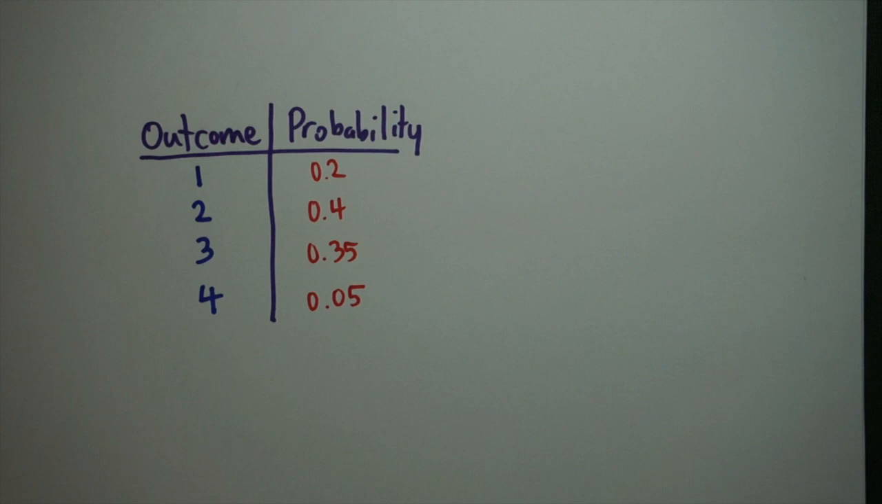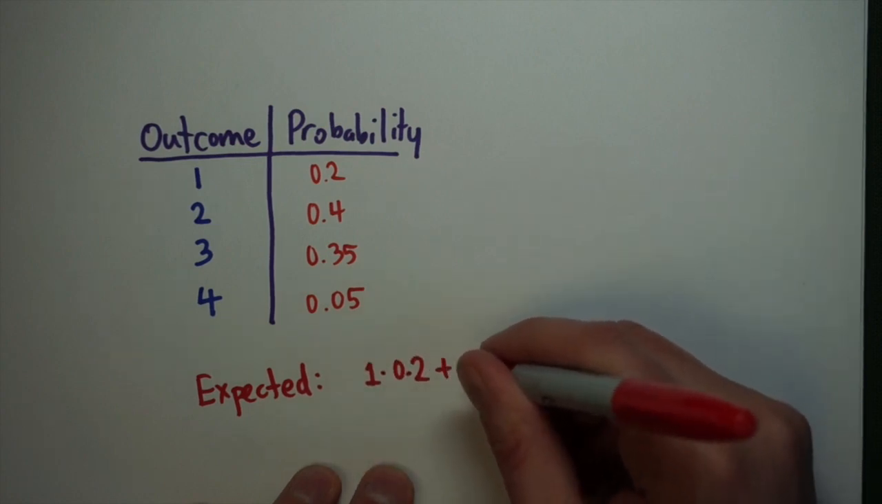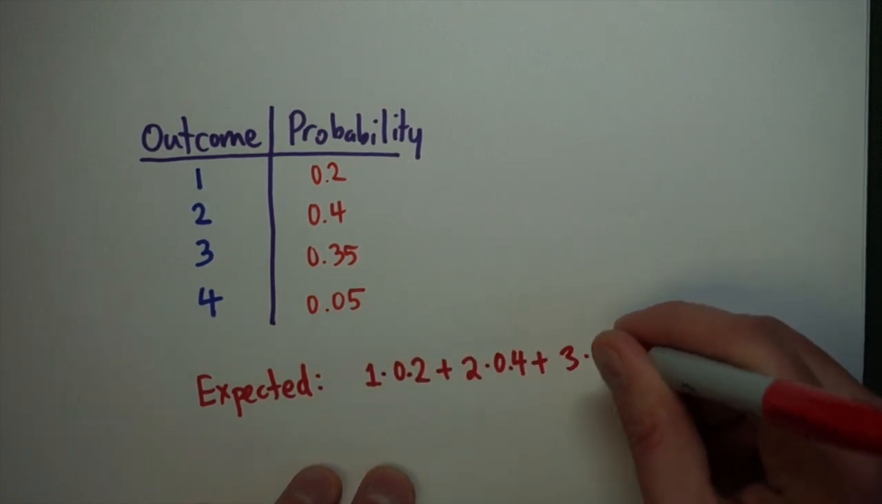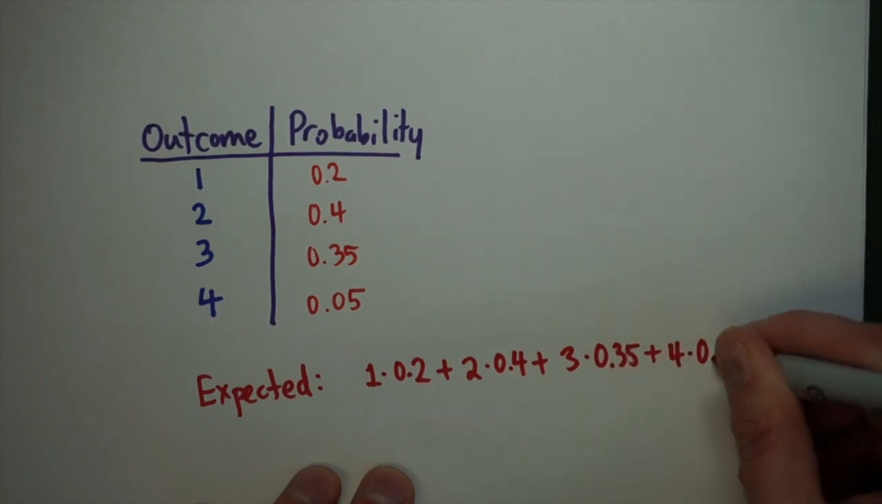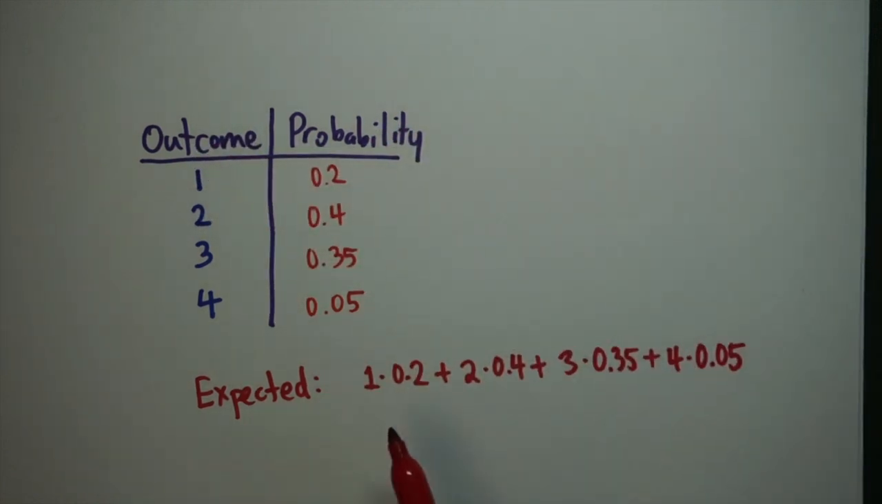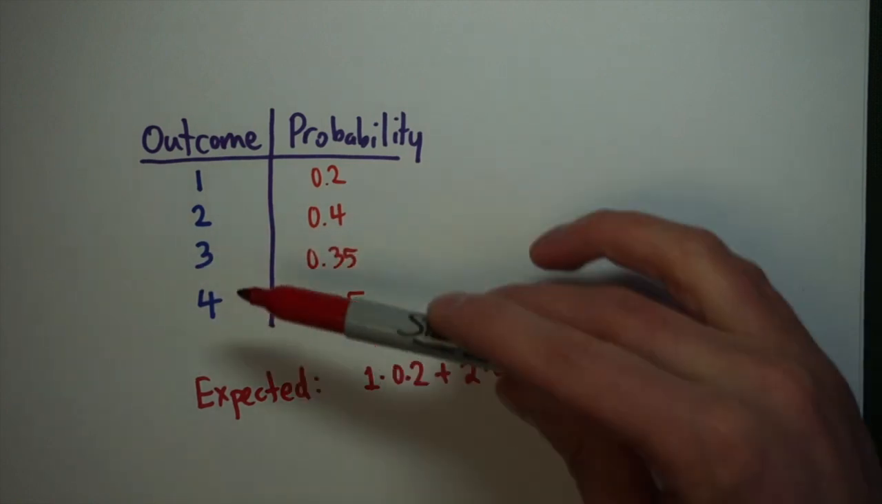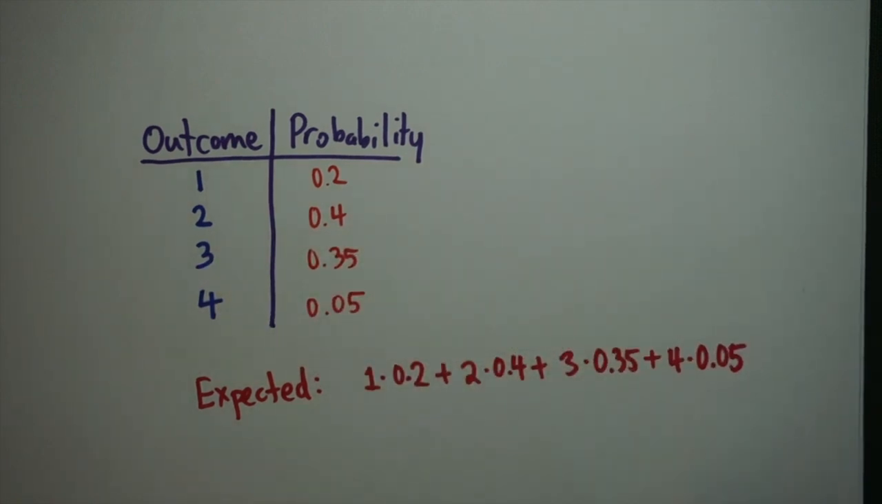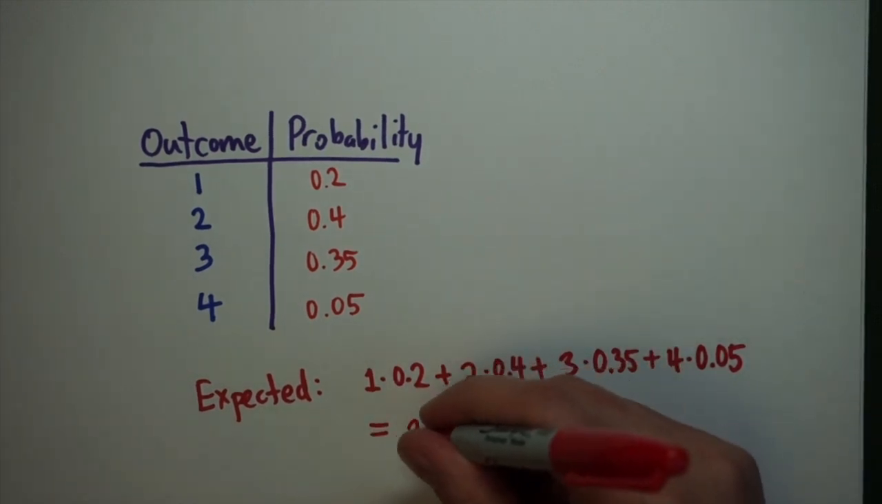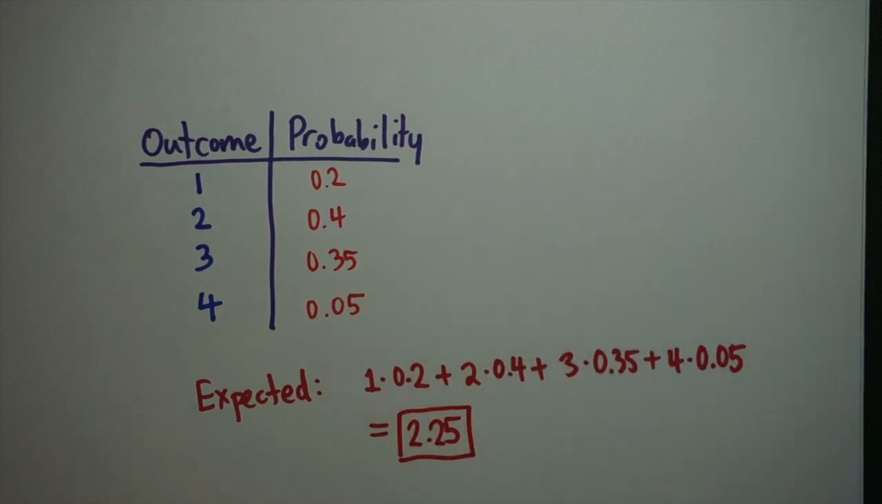This will be abstract. We have this probability distribution here where we have 4 outcomes, 1, 2, 3, and 4, each with a given probability. The expected value is just going to be 1 times 0.2 plus 2 times 0.4 plus 3 times 0.35 plus 4 times 0.05. In other words, we take each outcome and multiply by its probability. So 1 times 0.2 is the first one, 2 times 0.4 is the second one, and so on from there. When we multiply these across and then add them all together, we end up with what's called the expected value, which is 2.25.